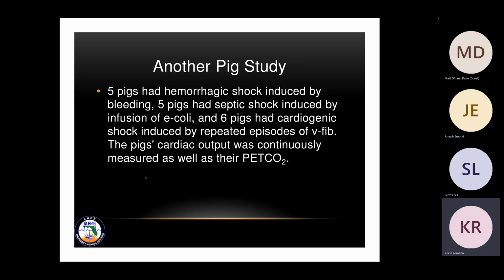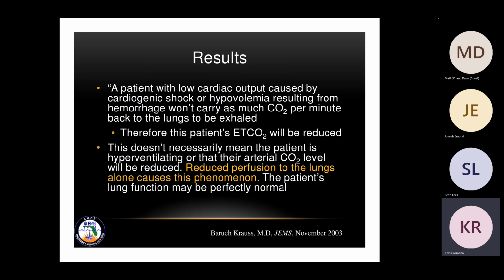So, another pig study. Five pigs had hemorrhagic shock induced by bleeding, 5 pigs had septic shock induced by infusion of E. coli, and 6 pigs had cardiogenic shock induced by repeated episodes of VFib. The pigs' cardiac output was continuously measured, as well as their PETCO2. As a result, the patient with low cardiac output caused by cardiogenic shock or hypovolemia resulting from a hemorrhage won't carry as much carbon dioxide per minute back to the lungs to be exhaled. Therefore, the patient's end tidal will be reduced.